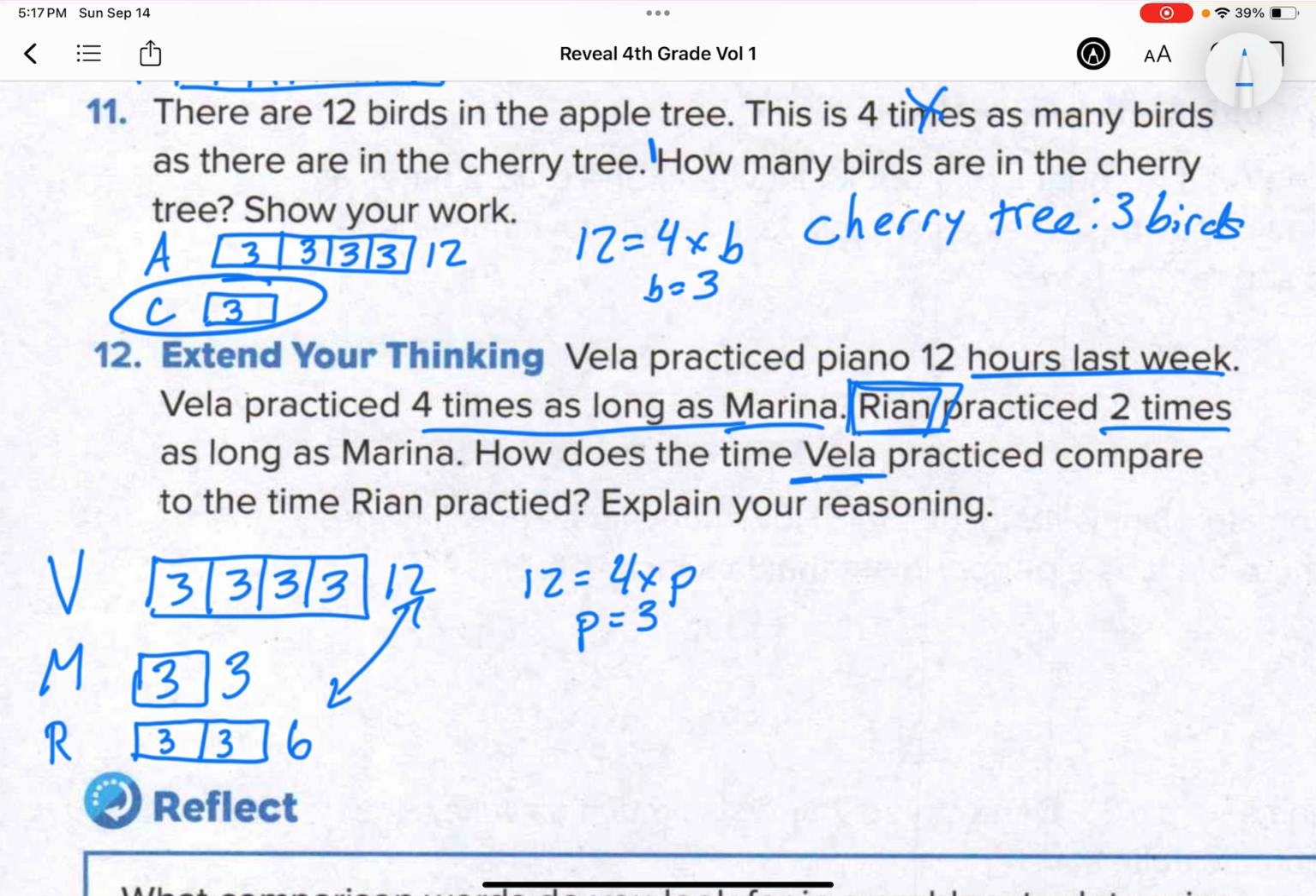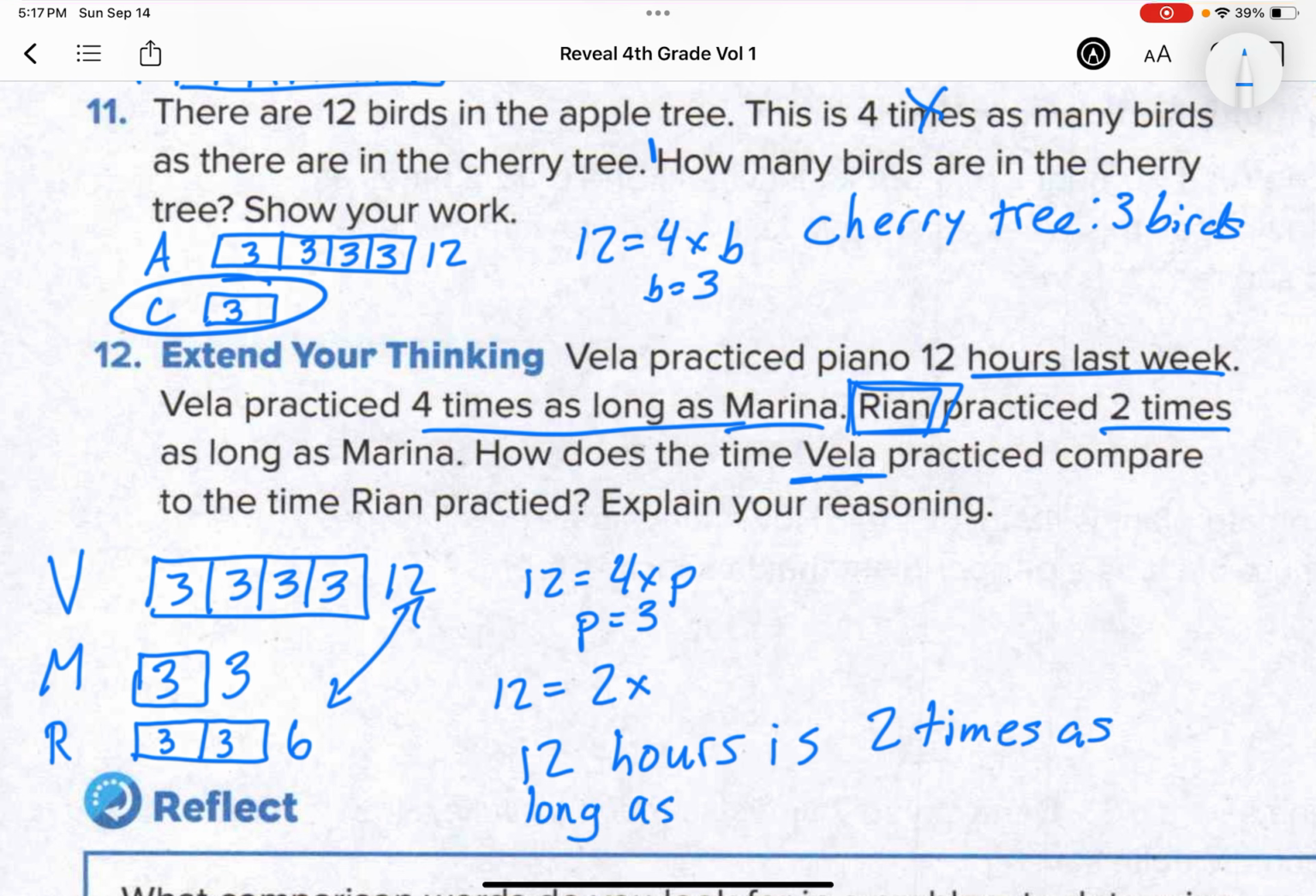Well, we see 12 is twice as big. So 12 is twice as big as Rian. So that's what we'd write down. 12 hours is 2 times as long as 6 hours. We could have also substituted the names and put Vela practiced 12 hours, which is twice as long as Rian practiced for 6 hours. All right, good job, guys.